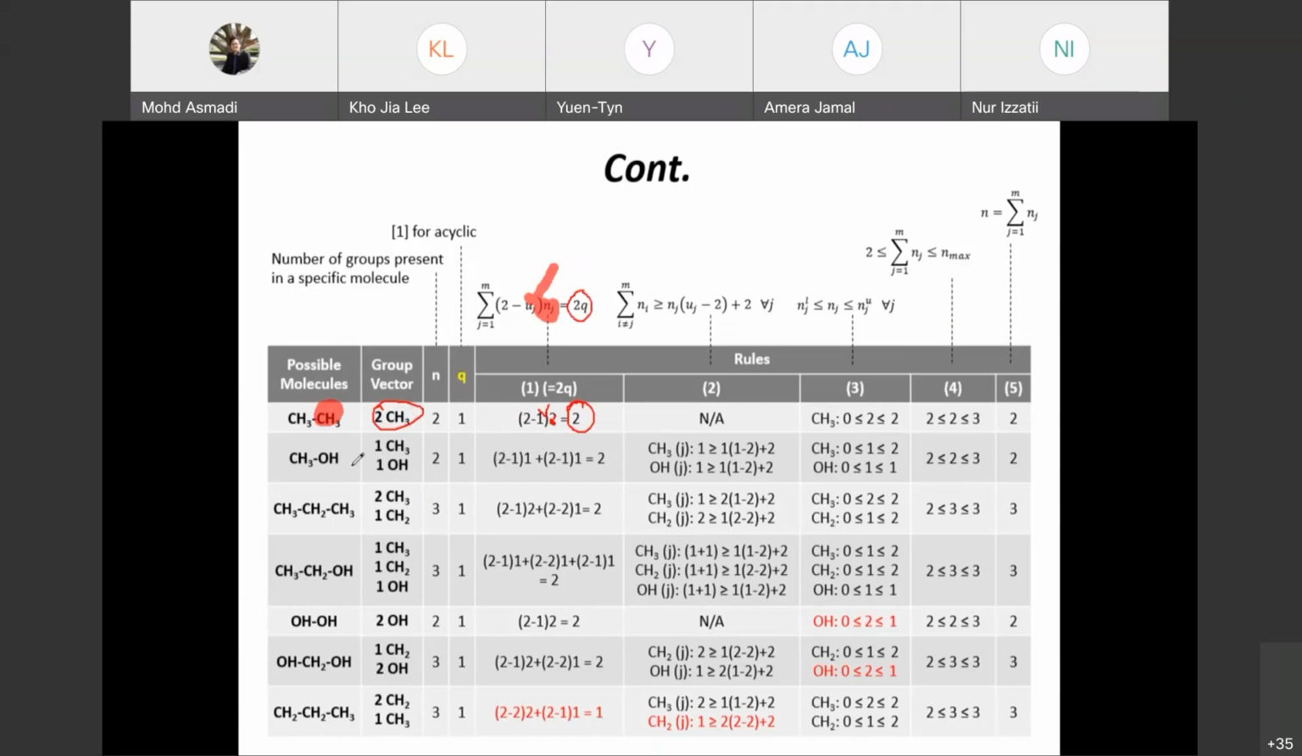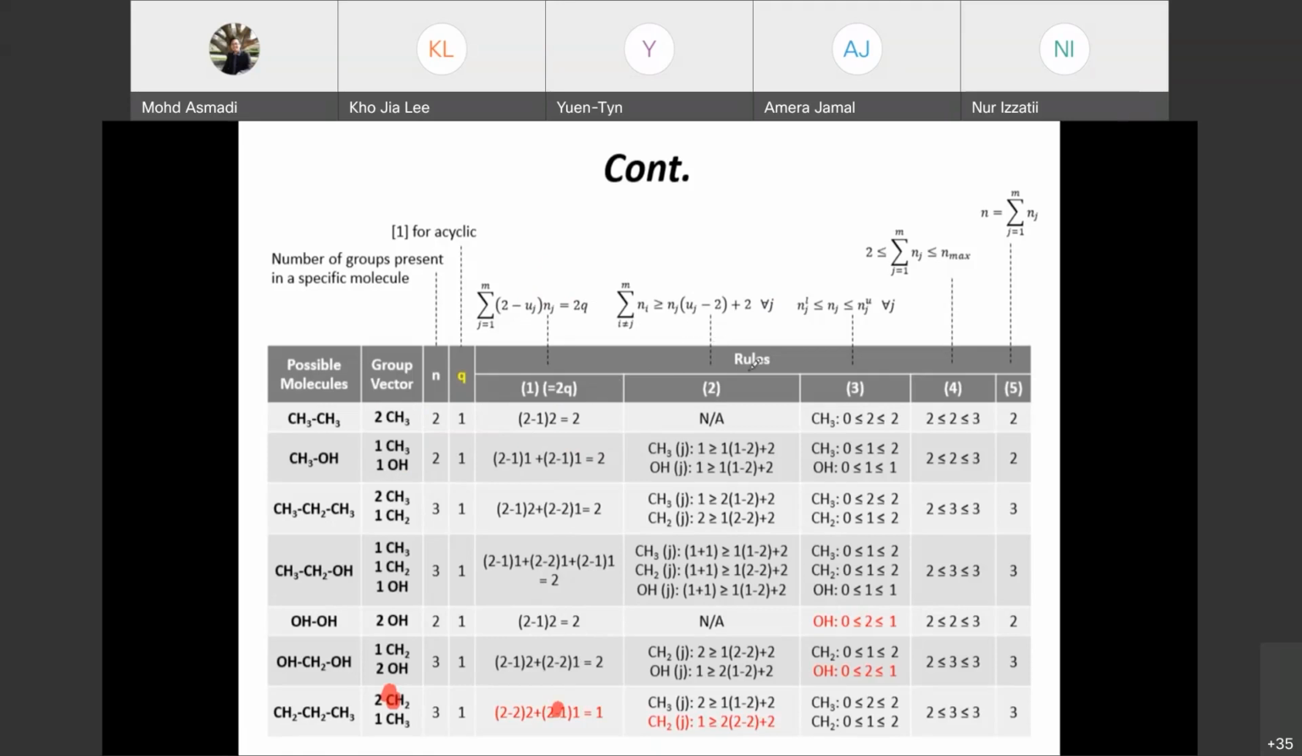2 minus 1, because the valence is 1. This one, valence also 1, only one molecule each, so 1 times 1 equals 2. Okay, and so on. However, for this one, CH2 CH2 CH3, 2 minus 2, because this one is 2 valence and two groups, one valence and one group is equal to 1, which is below 2. Okay, so this is not feasible.